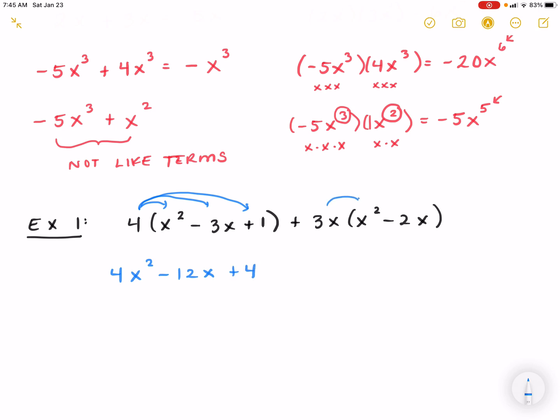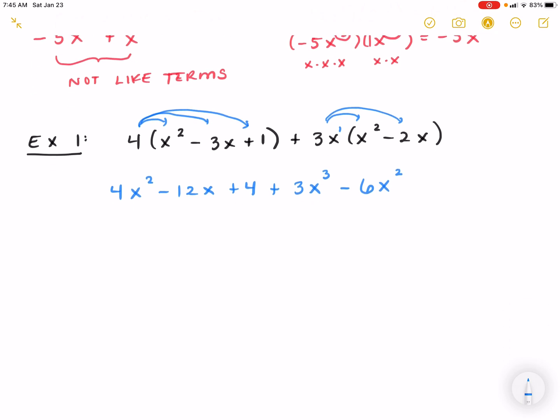Now over here, let's make sure that when we multiply a 3x, we use that exponent property correctly. 3x times x squared is going to make this 3x cubed, right? Because this is x to the first times x squared. And 3x times negative 2x is going to make negative 6, and x times x makes x squared. So we would increase the exponent.